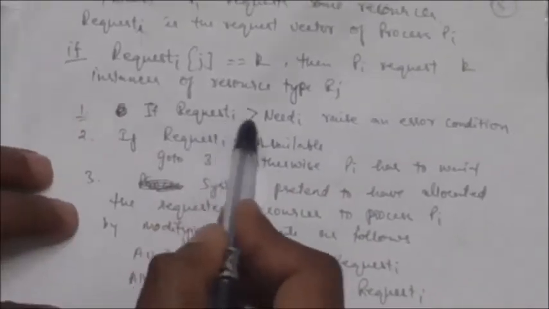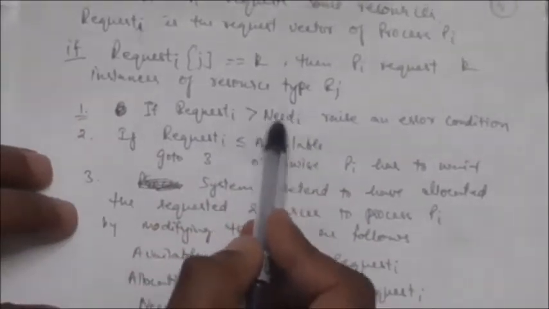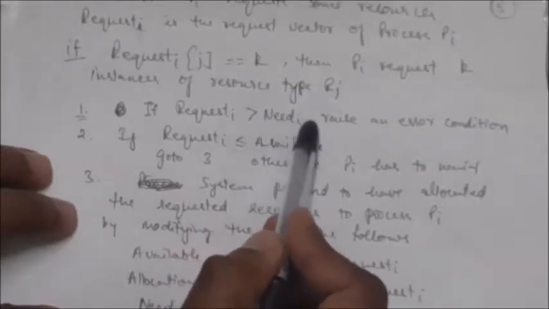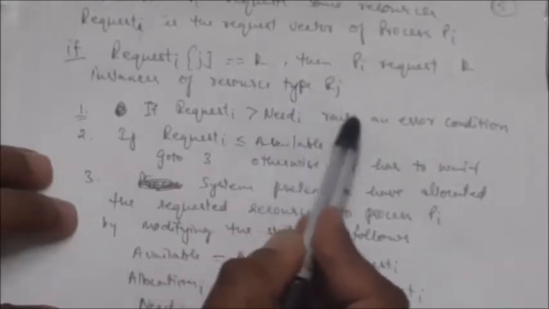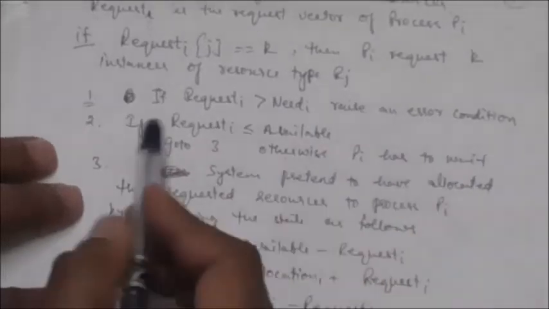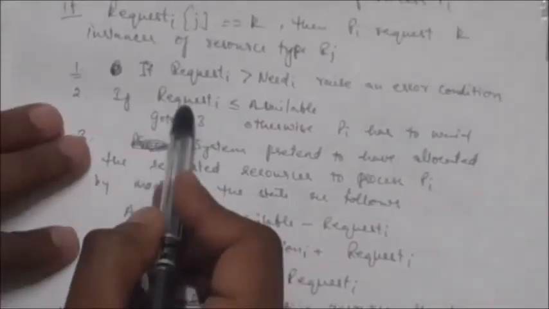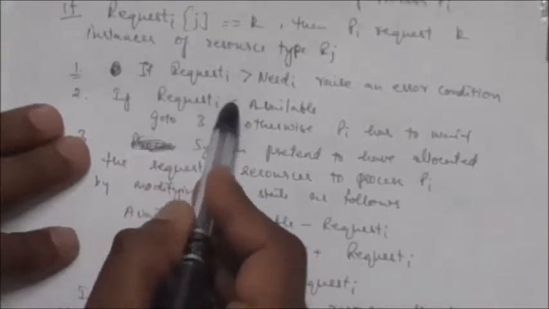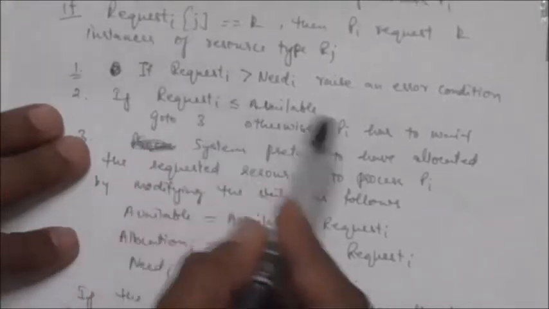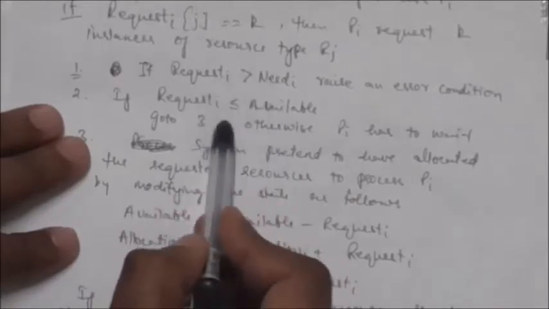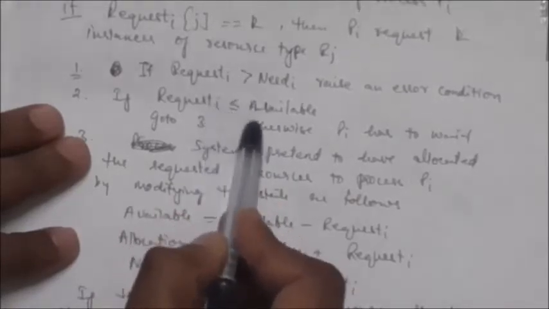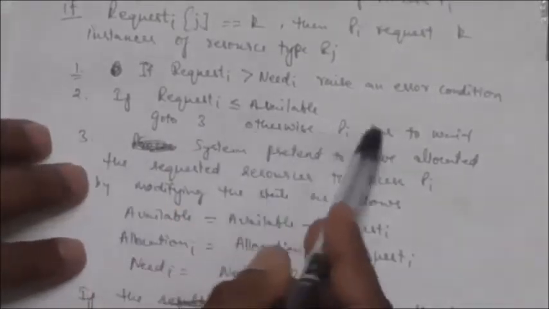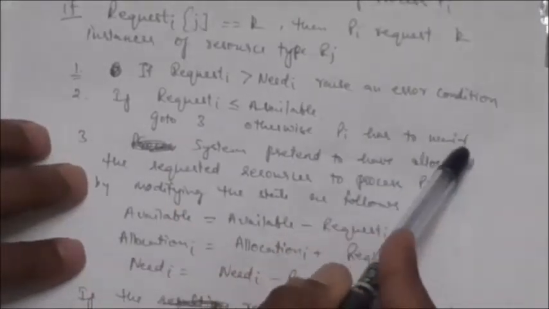If request I vector is greater than the ith row of need matrix which specifies the need of process Pi, then it will raise an error. Now if the value of request I vector, which specifies the request of process Pi, is less than or equal to available vector, then we will go to step 3. Otherwise process Pi has to wait.